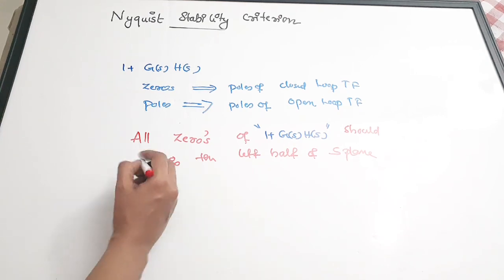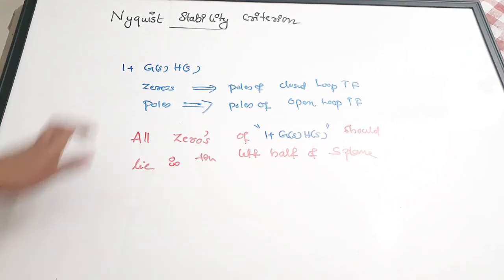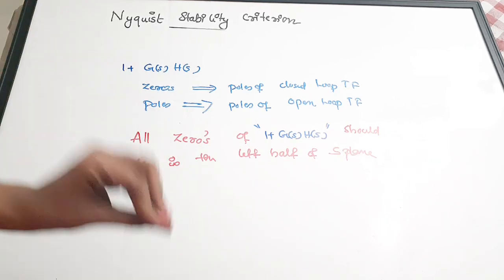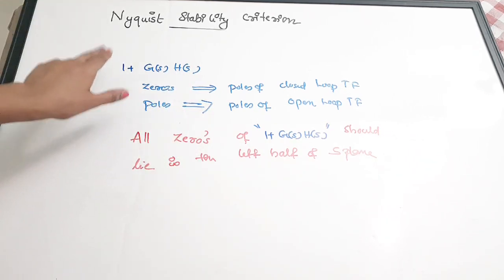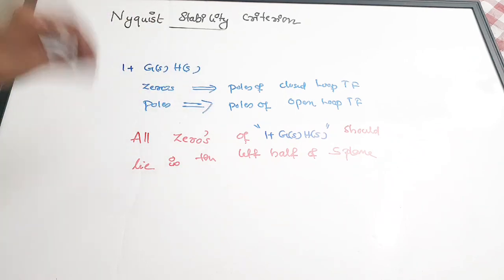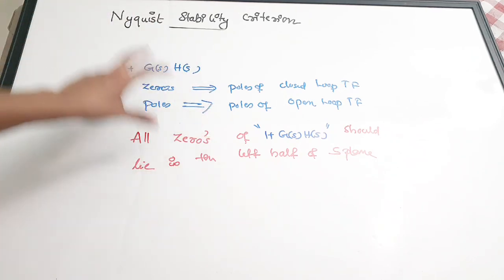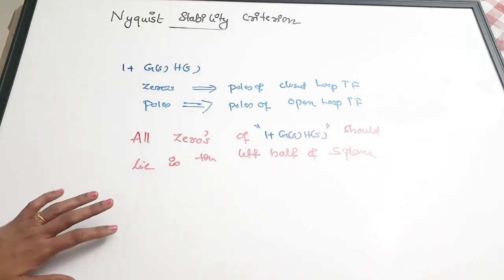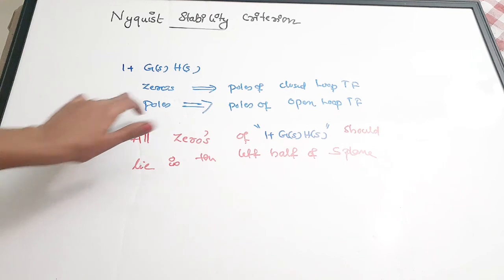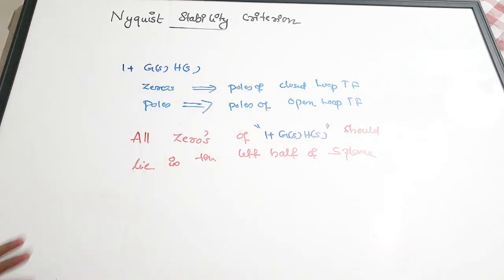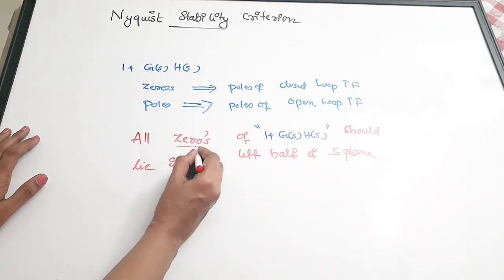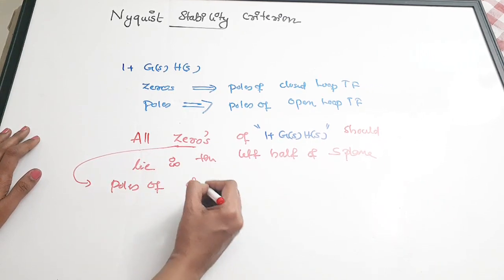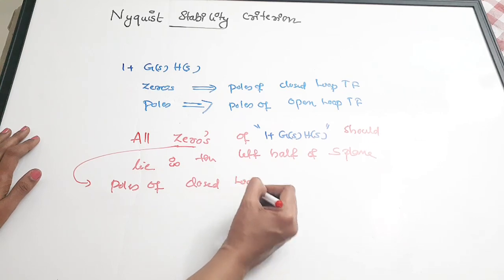So for a system to be stable, you have to find the 1 plus g of s h of s term. Just remember that you are not taking your closed loop transfer function. You are only taking the term 1 plus open loop transfer function. And when you calculate it, the zeros of that 1 plus g of s h of s should lie in the left half of S-plane, because the zeros here are constituting the poles of the closed loop transfer function.